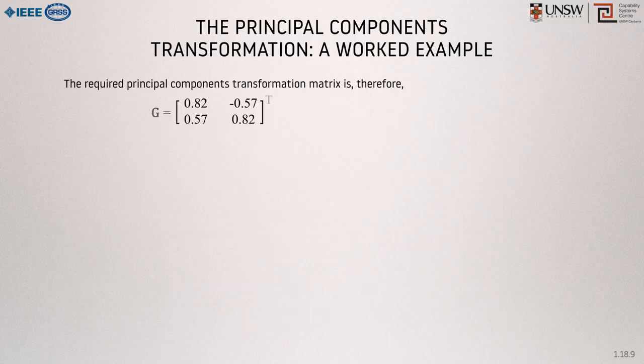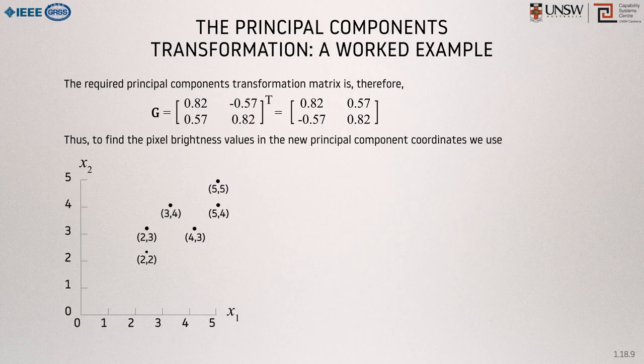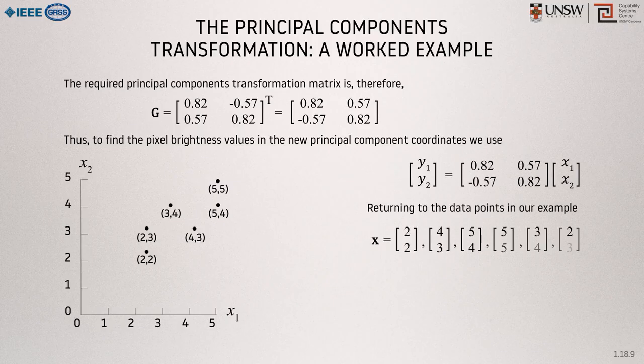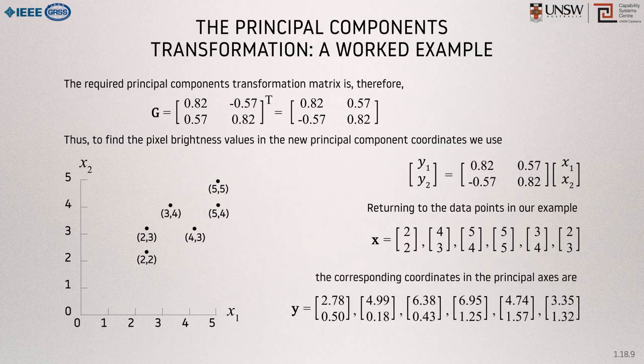We now write the two eigenvectors side by side in matrix form and then transpose that matrix to give the required matrix, which transforms the original dataset into the set of principal components. The second half of this slide applies the transformation matrix to the dataset we are working with, yielding the new brightness values for the pixels in the new y coordinates.